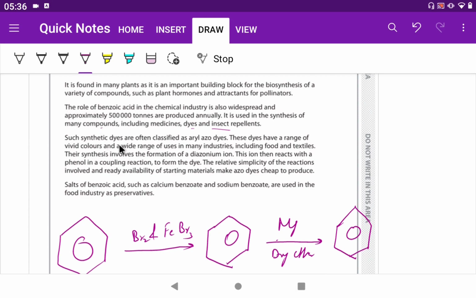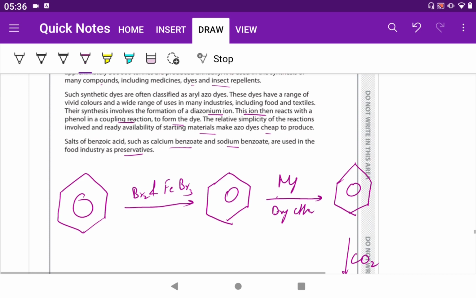Such synthetic dyes are often classified in the range of azo dyes. The synthesis involves the formation of diazonium ions. This is the coupling reaction between the diazonium ion and phenol to form a dye. The relative simplicity of the reaction and the ready availability of starting materials make azo dyes cheap to produce. Salts of benzoic acid such as calcium benzoate and sodium benzoate are used in the food industry as preservatives.